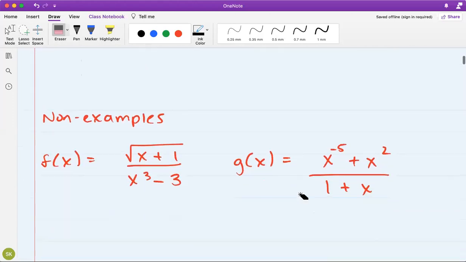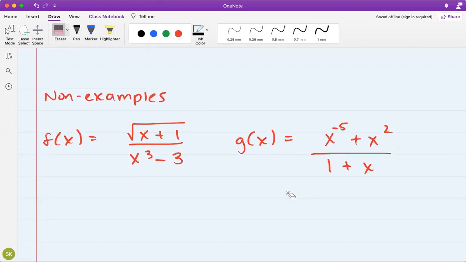Let's look at some non-examples. So here are two good non-examples. F of x is the square root of x plus 1 over x cubed minus 3, and g of x is x to the negative 5th plus x squared over 1 plus x. What's wrong with the first one?